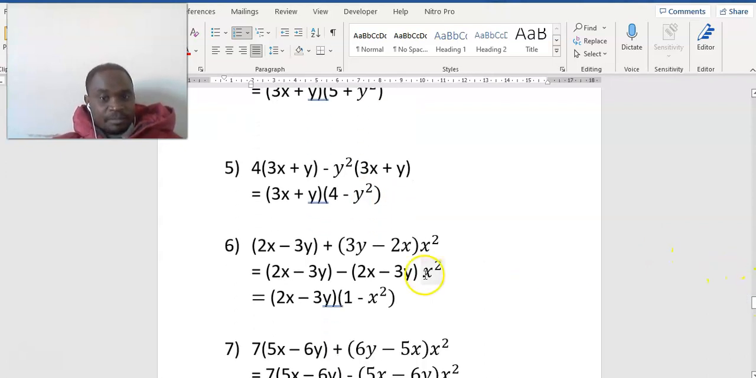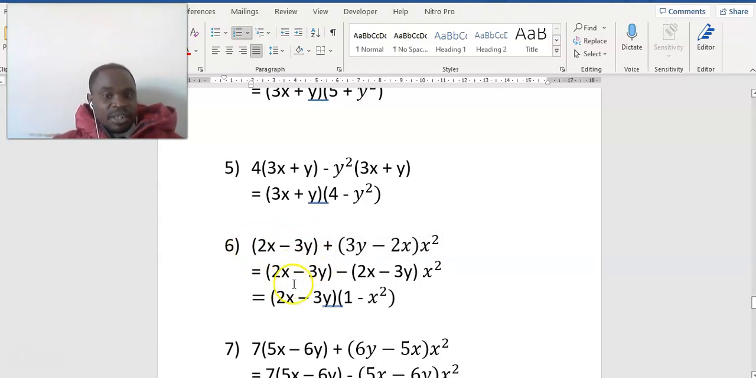Let's look at another. 2x minus 3y, 2x. Now this time it's 3y minus 2x. They are not the same, they are similar. We should make it the same. See that this one is 2x, this is minus 2x. This minus 3y, this is plus 3y. They look alike, but they are not the same. We need to make it the same.